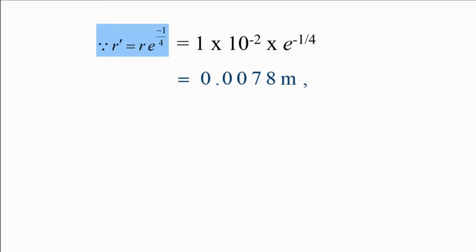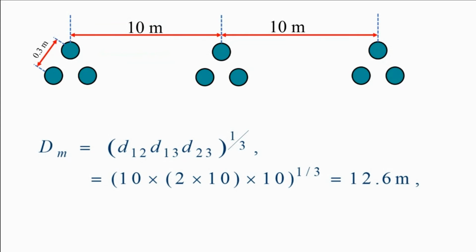R dash is simple, always the radius multiplied by e to the minus 1 over 4. In the question it was given that the radius was 1 centimeter. I will multiply it by 10 to the minus 2 to convert it to meters. I will finally get R dash equal to 0.0078.